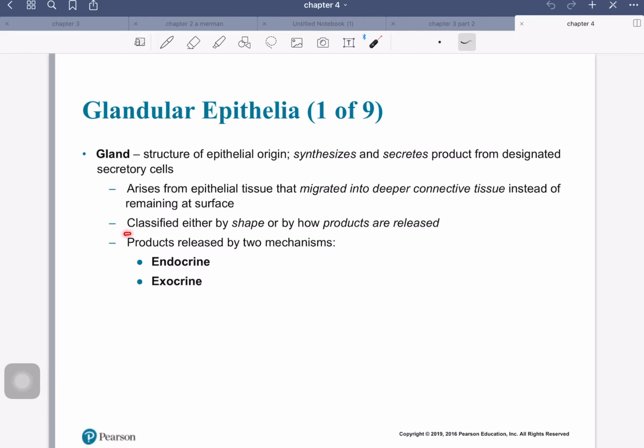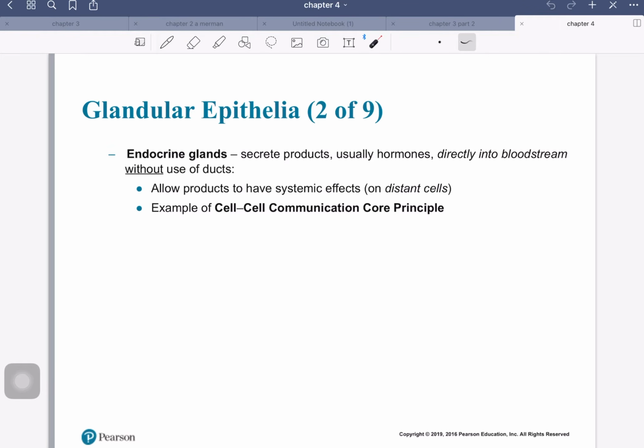It's classified either by the shape or by how products are released. And products are released by two methods. Endocrine, so we have a series of glands called endocrine glands, and a series of glands called exocrine. So let's start talking about endocrine glands. And they secrete products. Many times they're hormones, and they secrete them directly into the bloodstream. Now here's the big point: without the use of a duct.